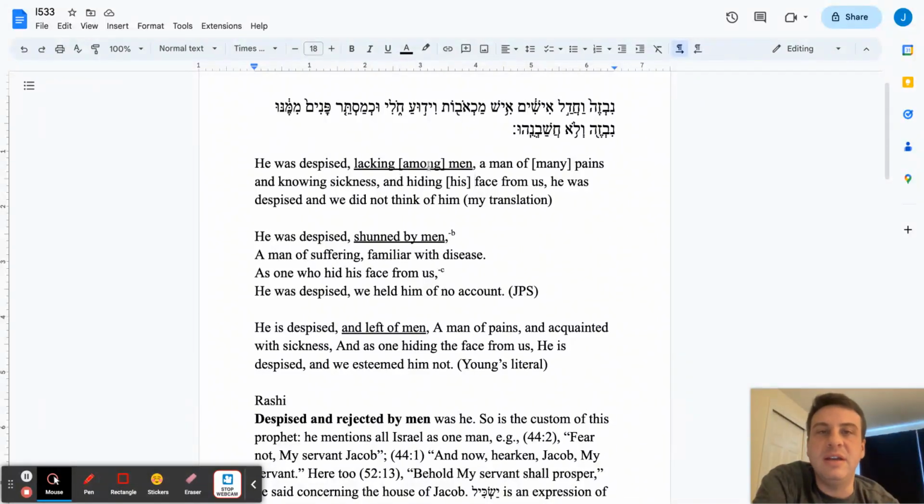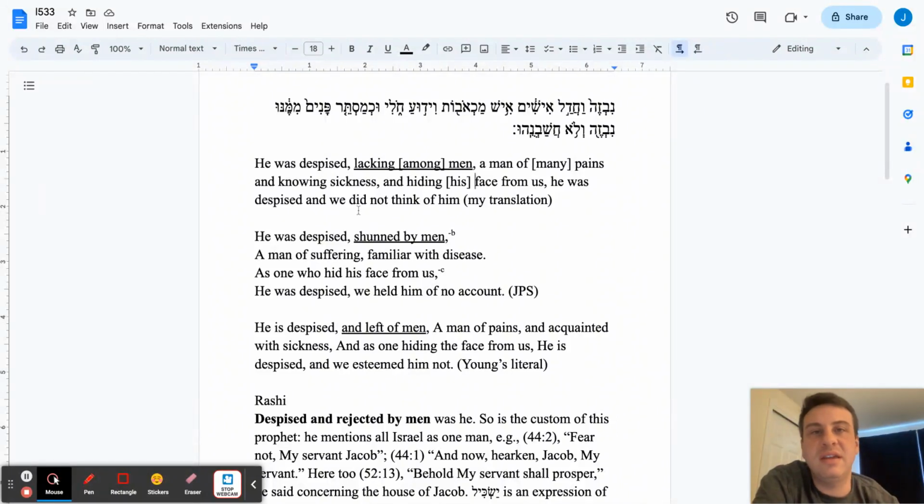Lacking among men, again, we don't really know what the Hebrew is, so I always skip over that. If we're not certain what it means, we can't really base an interpretation off of it. A man of many pains, this is interpreted to be referring to the pain during the crucifixion, which I guess, if you read it out of context, it could make sense.